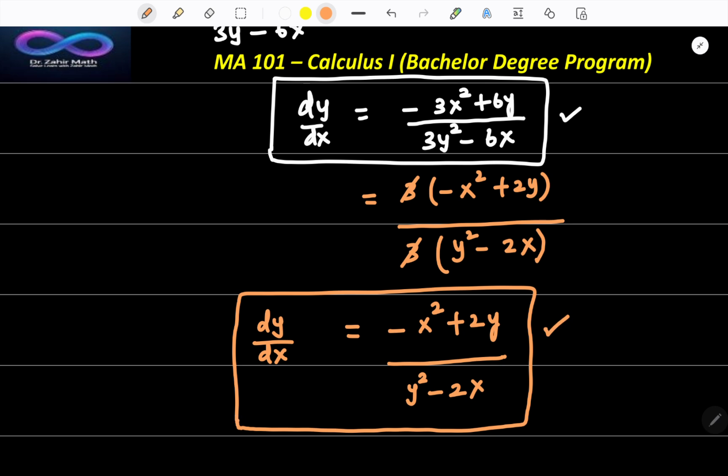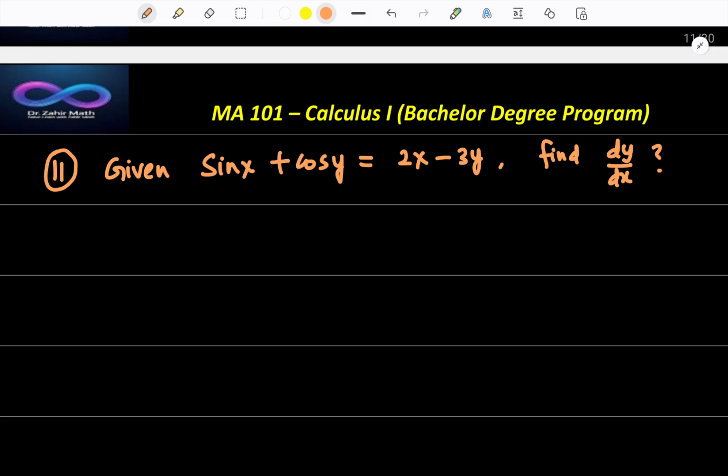Okay, everybody? Let's go to the next question. Given sin x plus cosine y is equal to 2x minus 3y, find dy by dx. Teacher, in every question you are not saying implicit, but in the exam they used to give implicit. Nothing to worry. Otherwise, you need to think y is inside your expression. That's the main shortcut you can use. So let us do this question: sin x plus cosine y is equal to 2x minus 3y. So let's start the solution.